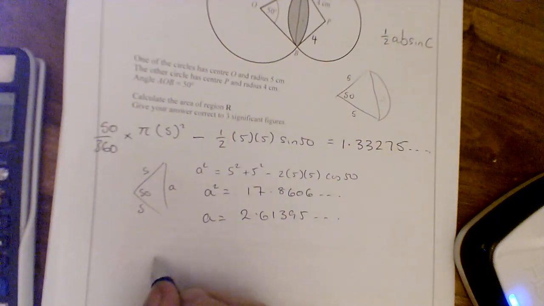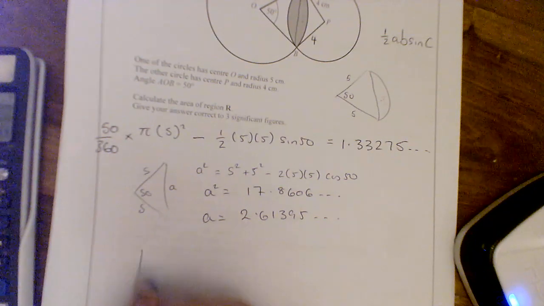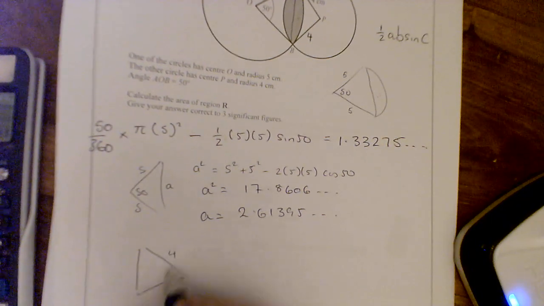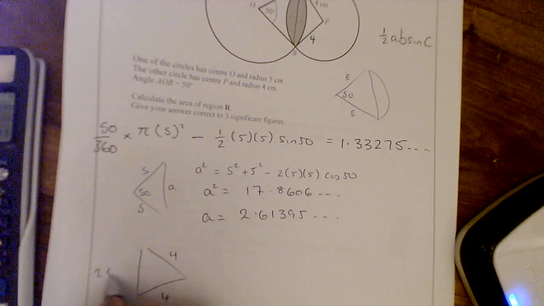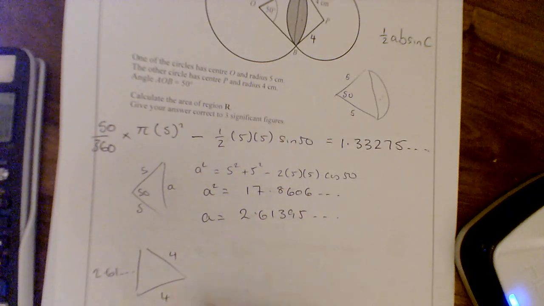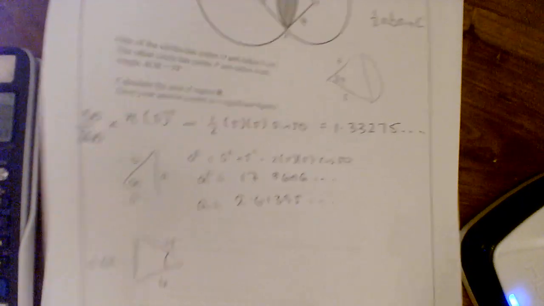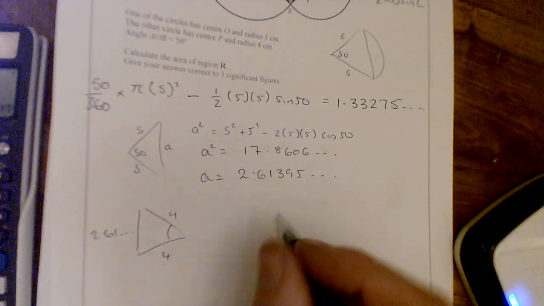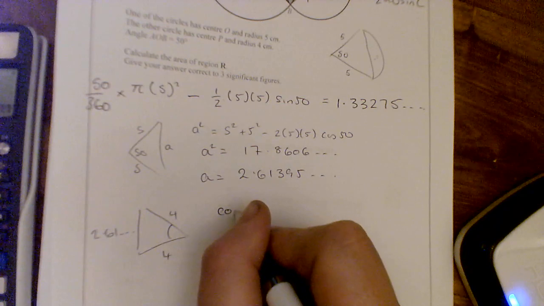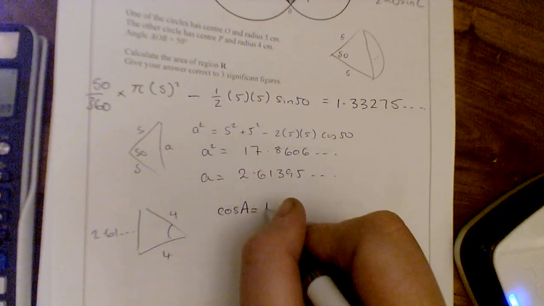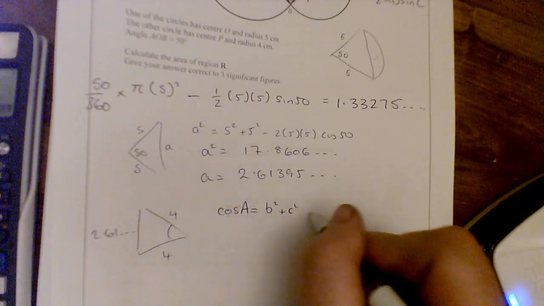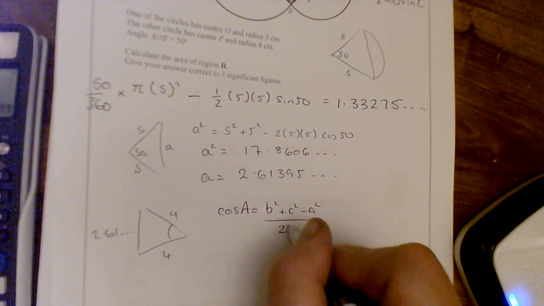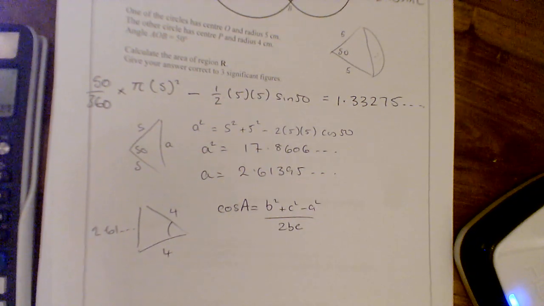Now if I focus on the other triangle which I'm trying to get to, so the 4 triangle, we've got 4, 4, and now we've got this 2.61 here. We can get this angle using the cosine rule again. This time you have to manipulate the cosine rule to get cos A, which turns out to be B squared plus C squared minus A squared over 2BC.